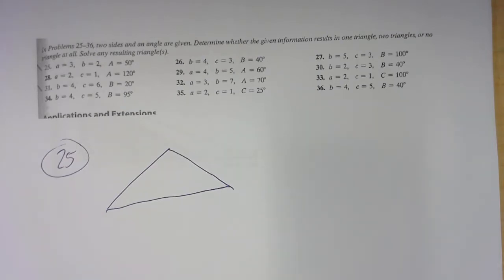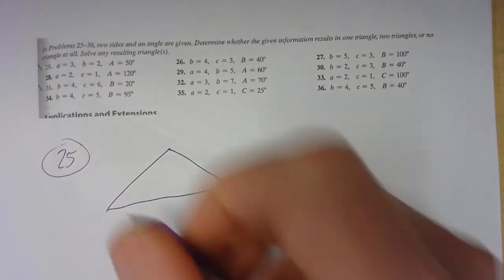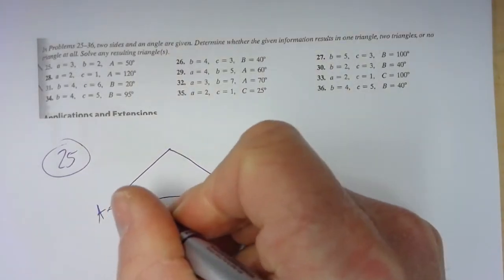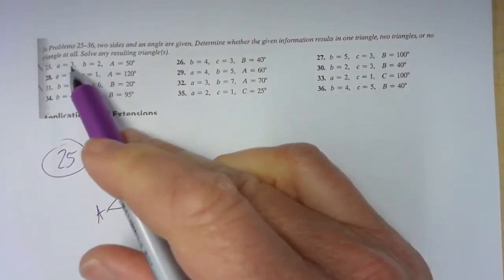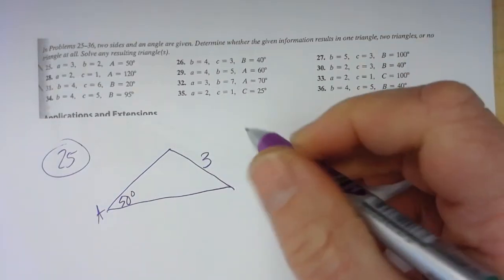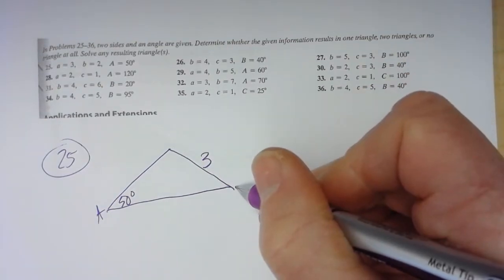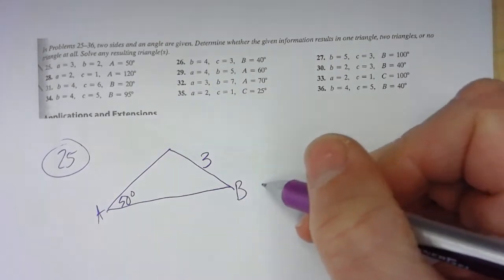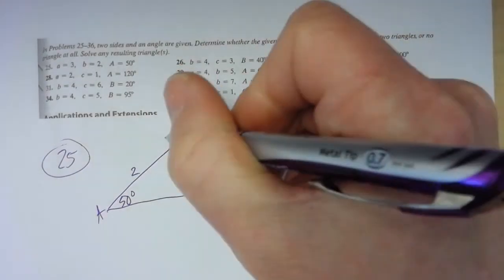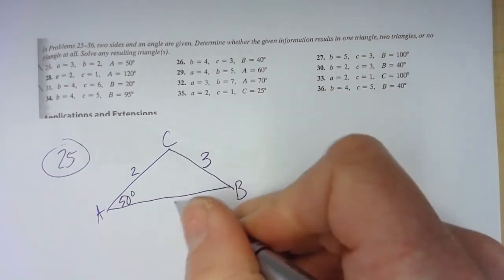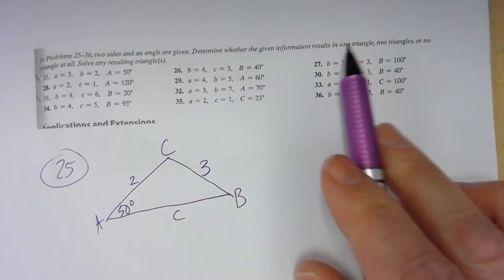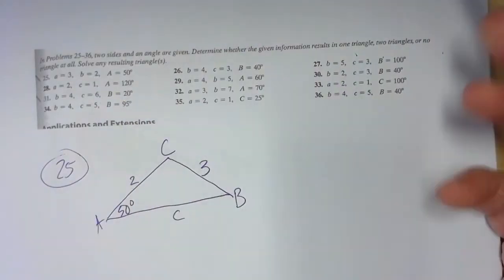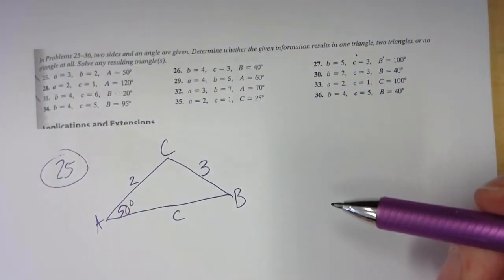All right, here's number 25. It's the next exemplary problem. So this is 50 degrees. I'm going to call this A. This is 50 degrees, so little a is 3. So we put a 3 over here. B, we don't know what B is, so capital B is unknown. But we know the little b is 2. Capital C is unknown, and little c is unknown. So we've got to find all these. Now, we're supposed to determine whether the result is 1 triangle, 2 triangles, or you can't do it at all. So here we go.